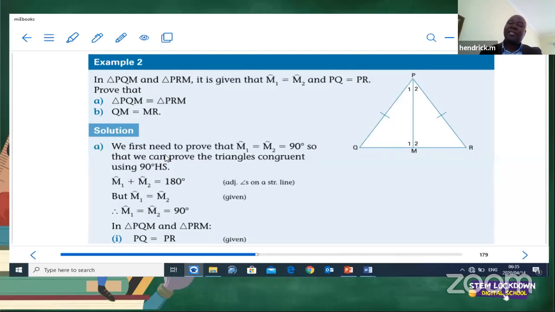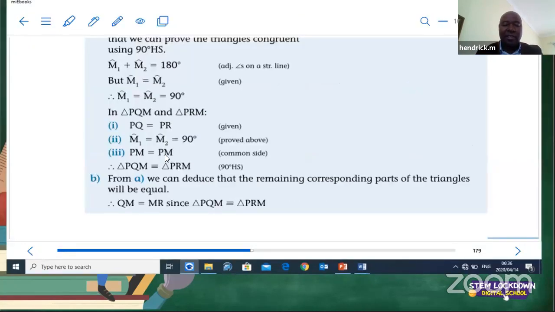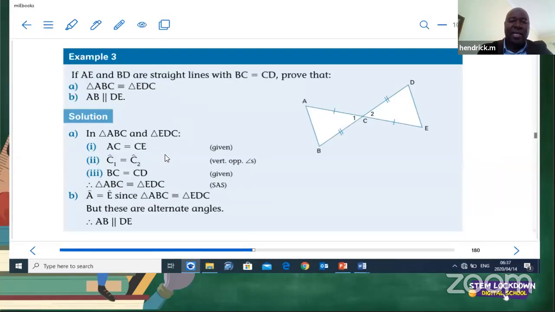Because the line PM bisects QR. We spoke about the line that bisects another line. So PM is obviously bisecting QR because it forms 90 degrees at M. Therefore, this means that QM will be equal to MR. Again, the reason being the two triangles are congruent. So we've proved congruency there. Let me proceed to the next one, which is example 3.